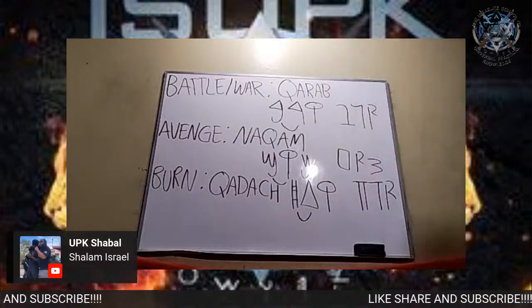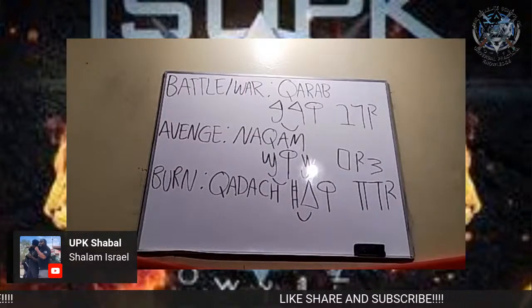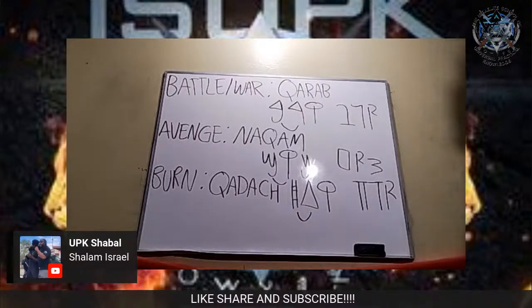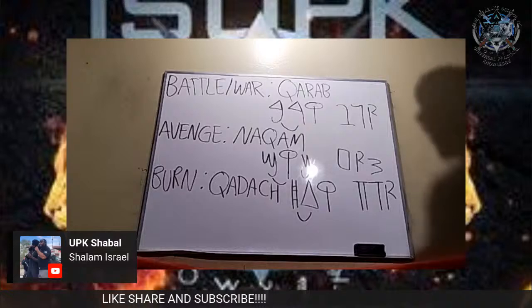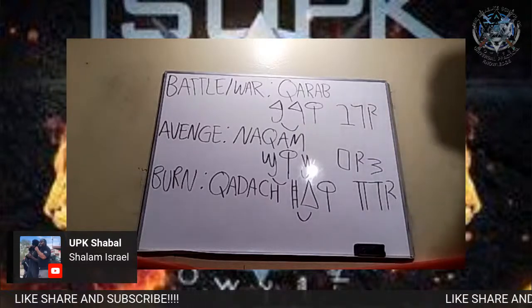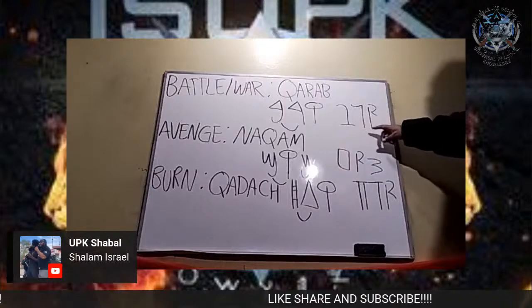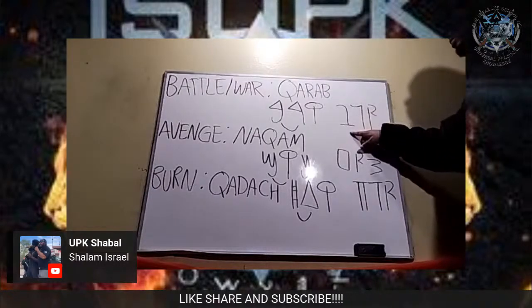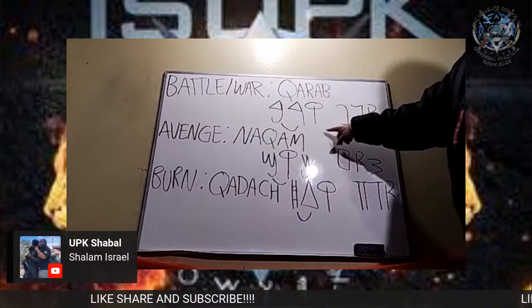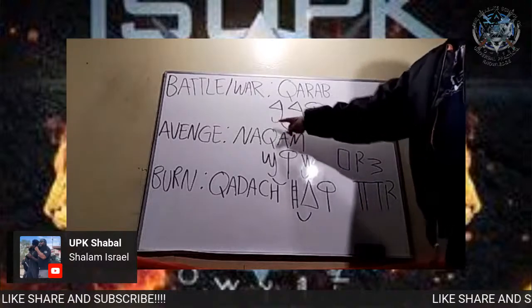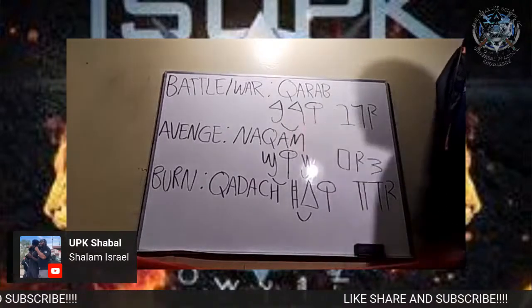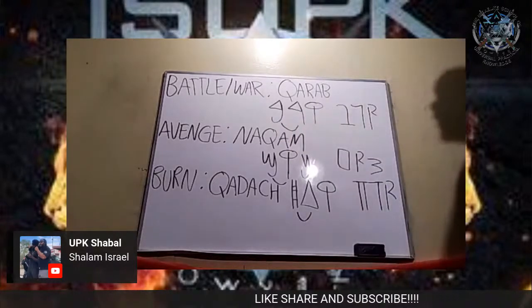Okay, next three, we have battle or war, which is Qarab. All right, Qarab. Assyrian spelling for Qarab over here, you have your Qua, Ra, and Ba characters. Ancient spelling to the left of that. Qarab. The Ra and Ba characters mesh together or connect together.